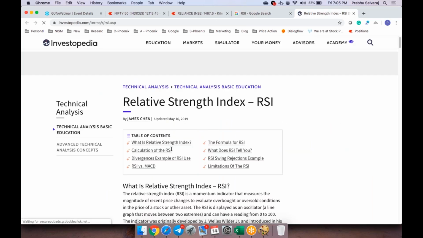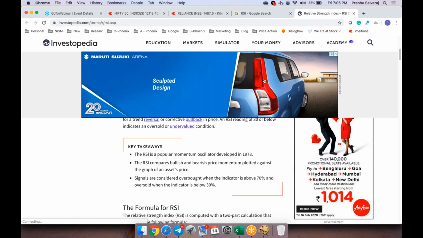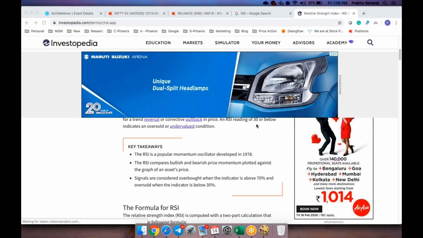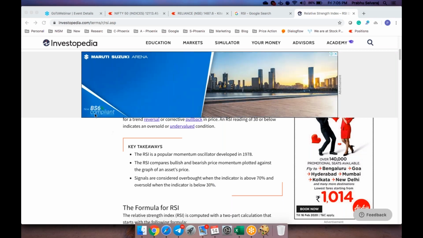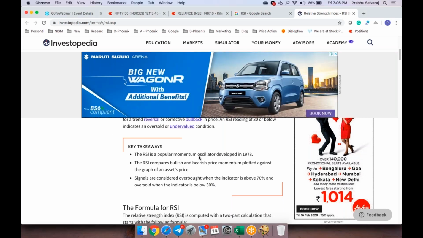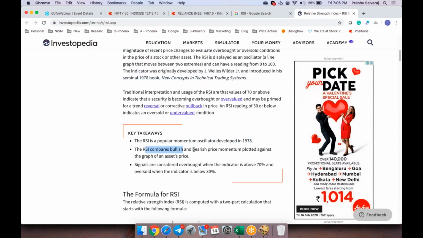Everything will be available on the internet. Just have a look at it. The majorly used RSI is the 14 period. A 14-day period average will be used. It is a popular momentum oscillator which was discovered in 1978. It shows bullish and bearish price momentum, plotted against the graph of an asset's price.